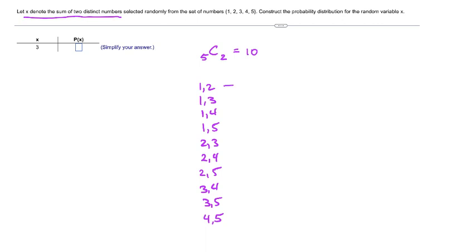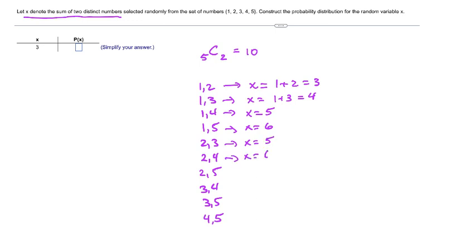If we then look at what our value for x will be from each one of these possibilities, we see that for getting a 1 and a 2, we have a sum of 1 plus 2, or 3. And likewise, for a 1, 3, we have a sum 1 plus 3, or 4. For a 1, 4, we have a sum of 5. For a 1, 5, a sum of 6. For a 2, 3, we have a sum of 5. For a 2, 4, a sum of 6. And for a 2, 5, a sum of 7. Likewise, for a 3, 4, we're going to have a sum of 7. For a 3, 5, a sum of 8. And for a 4, 5, we have a sum of 9.